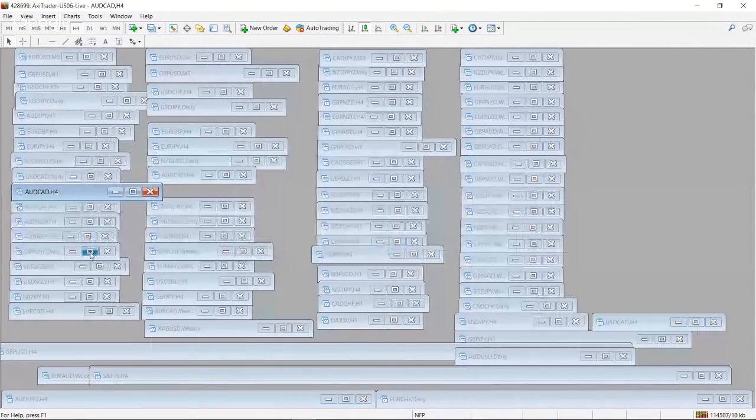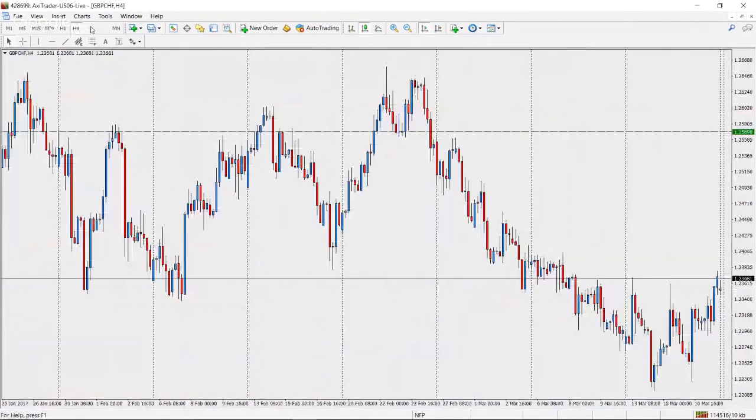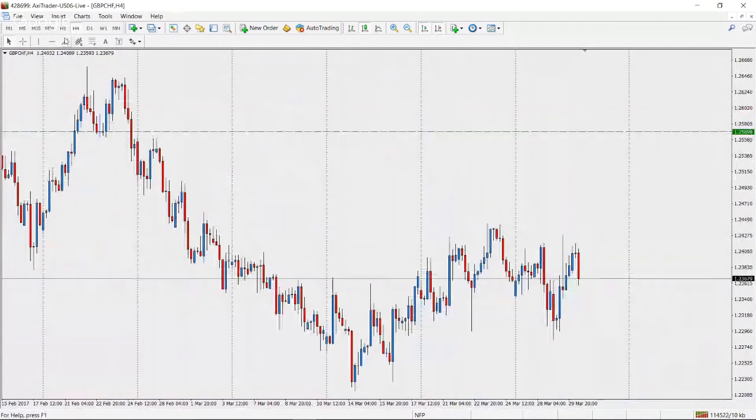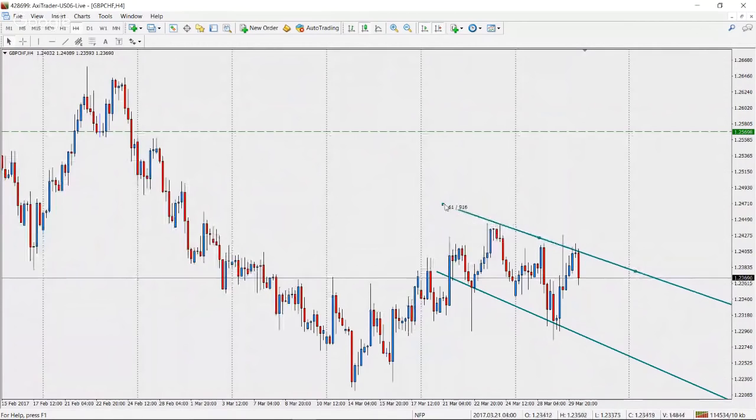Let's see if we can find other examples of some of these. Okay, all right, here's a good one. I've been watching this pair actually for a while. So you could have a channel on the pound Swiss, okay? So if I got my pound Swiss channel, I'm looking for sells here. So when it touches this trend line here, I sell all the way down to the next trend line, right? So that's an example of that.